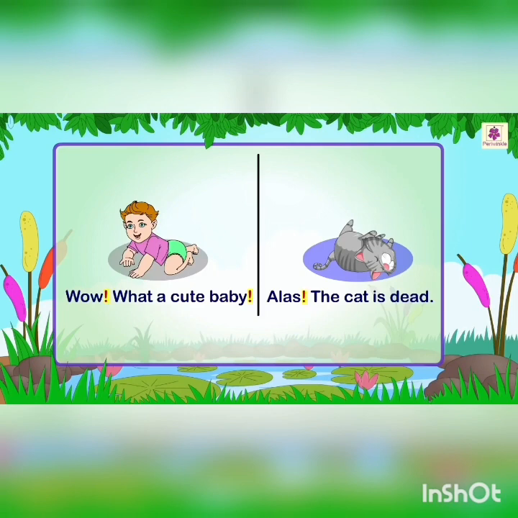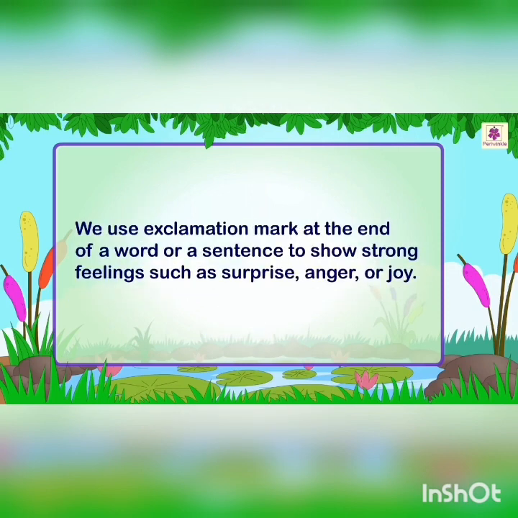Okay. So, dear students, now we can say we use an exclamation mark when we are expressing our emotions. We use an exclamation mark at the end of a word or a sentence to show strong feelings such as surprise, anger or joy.